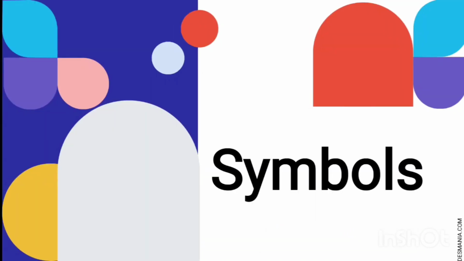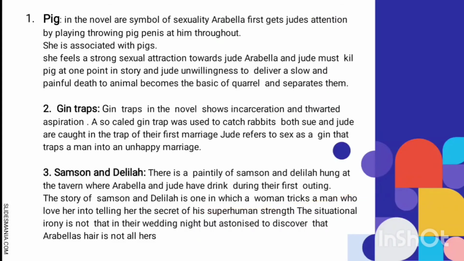Then, symbols of the novel. First is pigs. Pigs in the novel are a symbol of sexuality. Arabella first gets Jude's attention by throwing pig parts at him. Throughout, she is associated with pigs. She feels a strong sexual attraction towards Jude. Arabella and Jude must kill a pig at one point in the story, and Jude's unwillingness to deliver a slow and painful death to the animal becomes the basic quarrel that separates them.